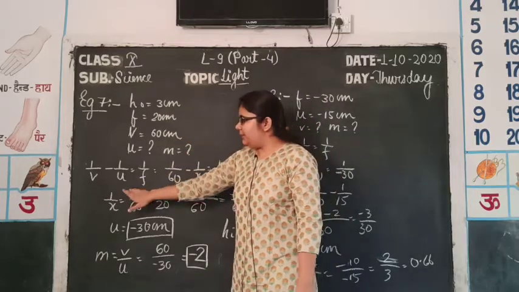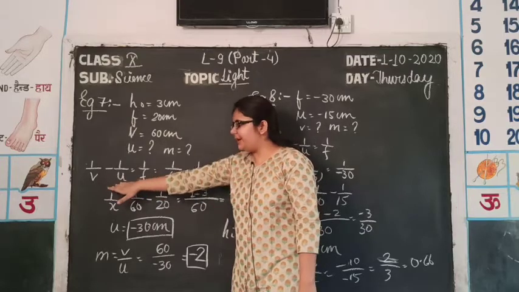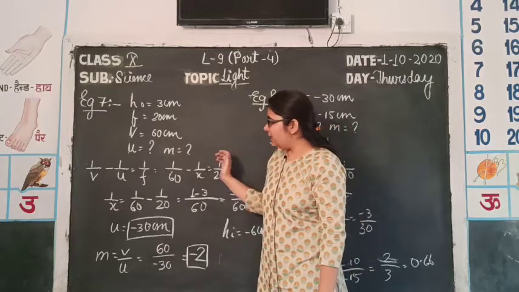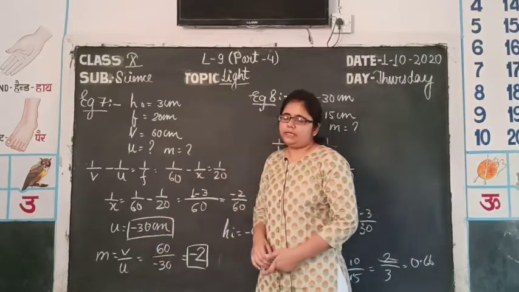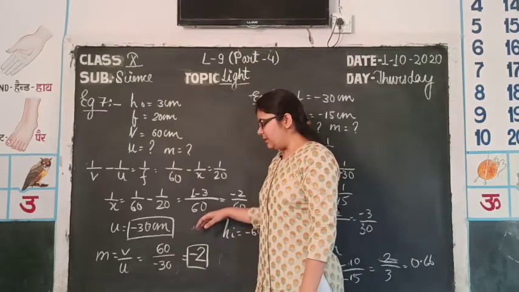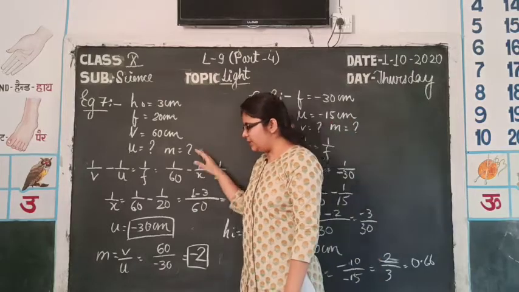By putting this in the lens formula, 1/v minus 1/u is equal to 1/f, we get u is equal to minus 30 centimeter, that is, on the left side of the lens, that is a real object. Then we have to find the magnification. The formula of magnification is v/u.